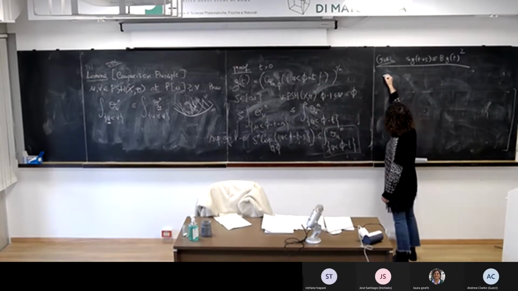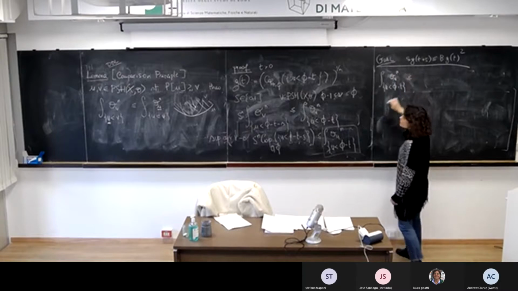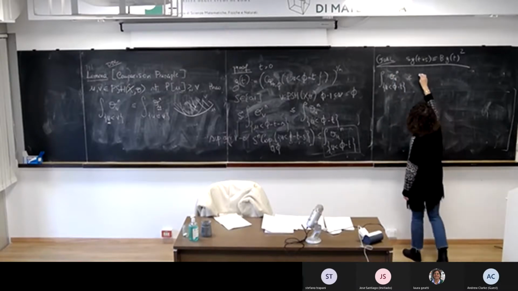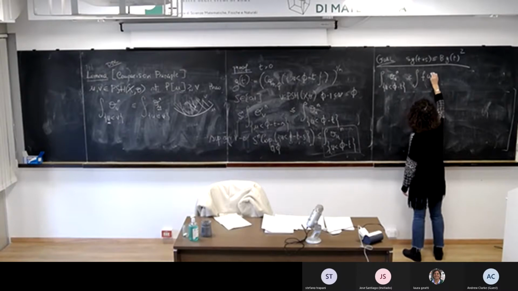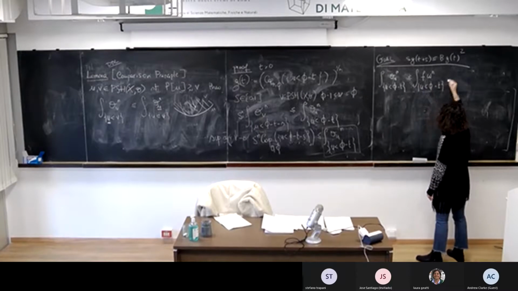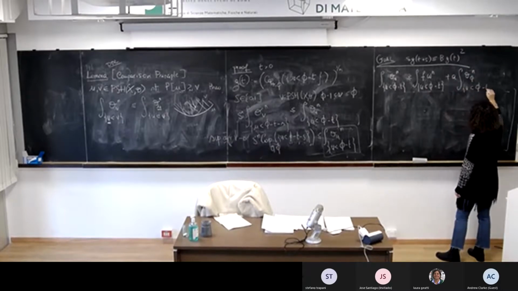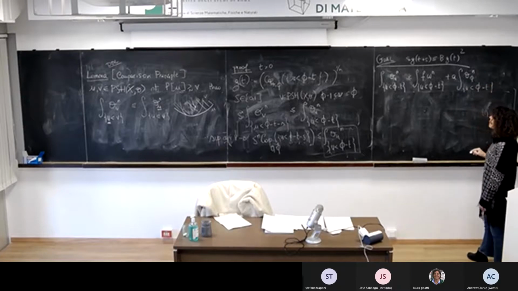So this guy, by assumption, now we're going to use the assumption of the theorem, is less or equal than f ω^n over this set, plus A times the capacity θ φ to the power n over the same set. Okay, very good.